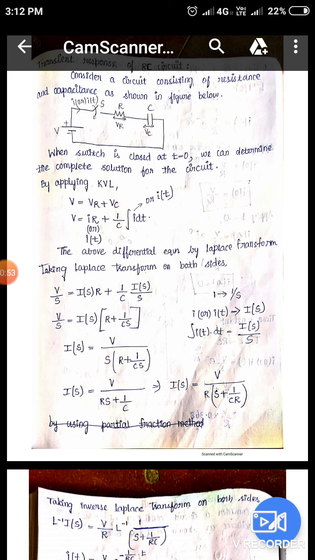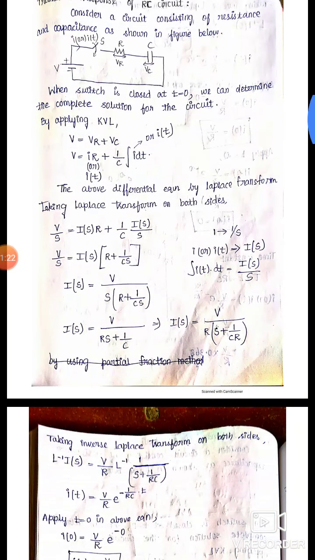Next, the above differential equation is solved by Laplace transform. Taking the Laplace transform on both sides, we get V divided by S is equal to I(S) into R plus 1 by C into I(S) divided by S. For the Laplace transform, a constant value 1 becomes 1 by S, i or i of t becomes I(S), and similarly the integral of i of t dt in the S domain is I(S) divided by S. Therefore V by S is equal to I(S) into R plus 1 divided by C into S, taking I(S) outside.